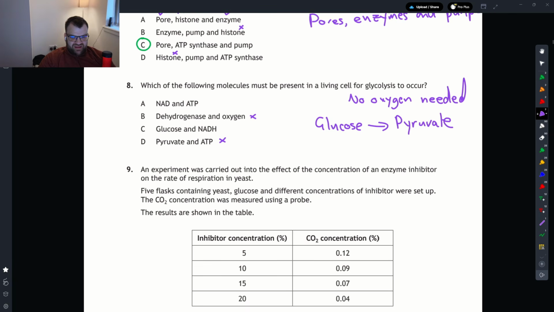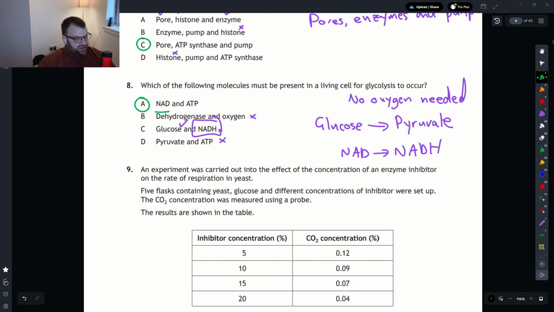Do we also need NADH? Well, NADH is made. The hydrogens are removed by the dehydrogenase enzymes, and then the hydrogens are passed to NAD to make NADH, which moves on to the next section. So although the glucose is correct, we don't need NADH, we make it. That means the answer is going to be A. NAD is needed to grab onto the hydrogens and the high energy electrons to take them forward. ATP is broken down in the energy investment stage, and then you get more ATP out in the energy payoff stage. A is what I'm going for there.